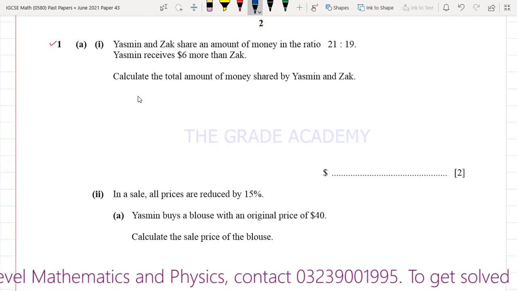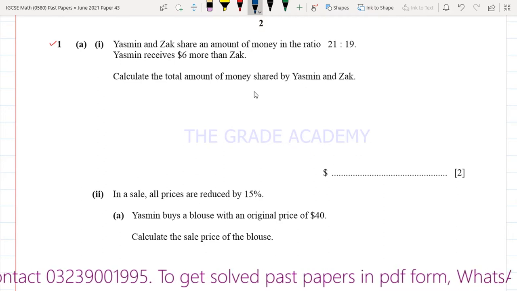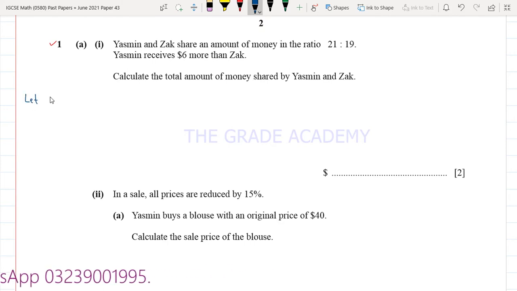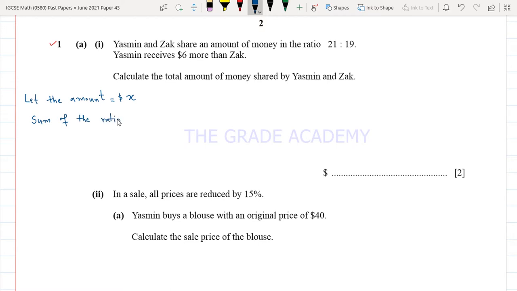Okay, so here, let us suppose that the total amount of money that is shared between Yasmin and Zak is X dollars. So this amount of money is shared in the ratio 21:19. So what are the total parts in which the amount X is shared? To find the number of parts, we take the sum of the ratio. So here, the sum of the ratio 21:19 is equal to 40.